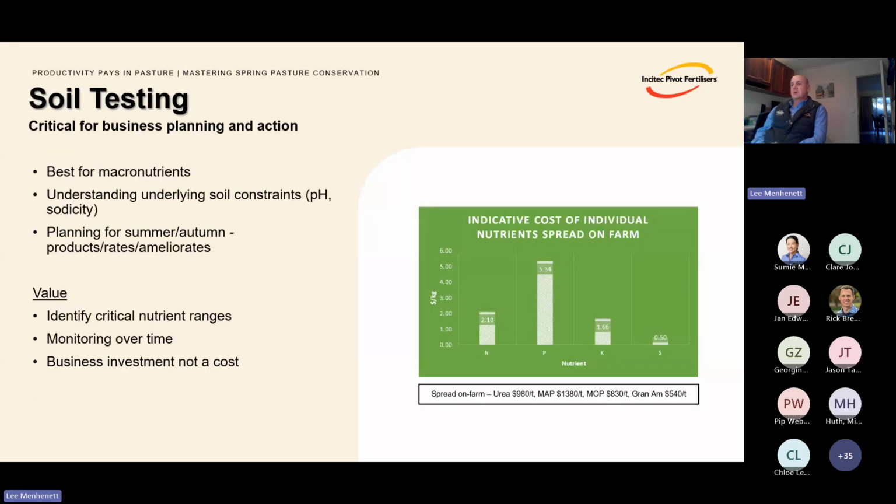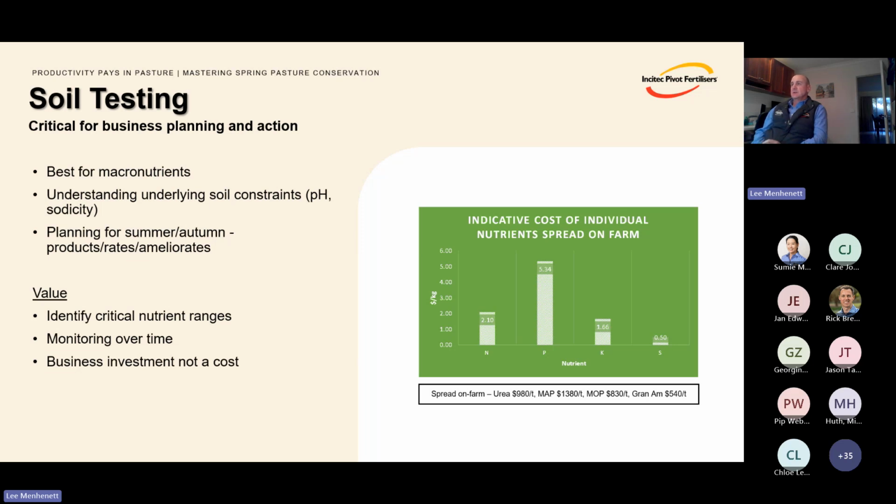So from a soil testing perspective, best for macronutrients, and also just to understand the underlying soil constraints. So, it's not going to be a huge benefit potentially for this spring sampling period, but it's definitely going to play a role for your summer fodder crops, and also your autumn pasture products, and also the rates that are going to be required, and then also any ameliorants that may be needed. And it's really, the value around it is identifying those critical nutrient ranges. And the biggest thing is, I suppose, using this data to monitor levels over time.